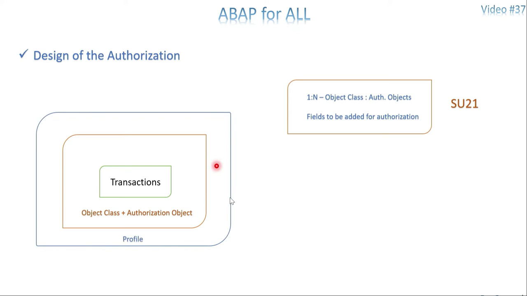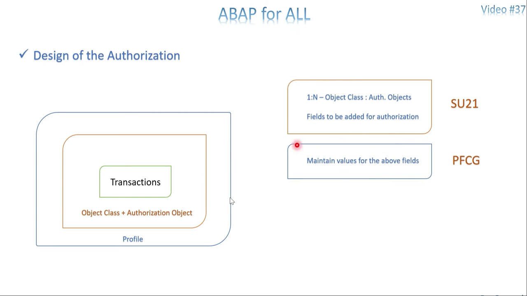Okay, and the second layer is profile. Profile is a place where you are going to maintain the value. Here you added only the fields. You added a field for a transaction and you have to maintain a value for the field, right? What are the transactions you decided to maintain? Your project may have 10 custom transactions, but I want only 3 for this user, 4 for another, 6 for another. So you have to maintain it, right? Those values are maintained in a place called profile.